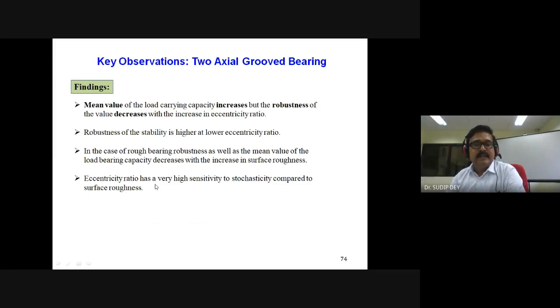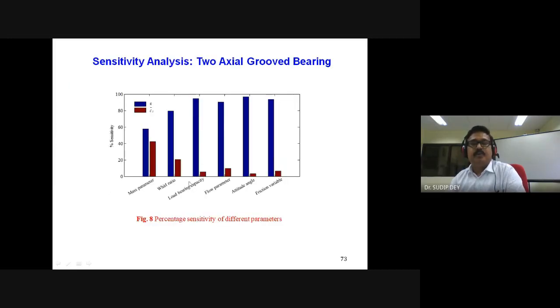Okay. Now eccentricity ratio, that's why it is very highly sensitive to the stochastic compared to the surface roughness, because surface roughness wise it is not so important. Here you see, but if you consider the eccentricity ratio, then it is very, very influential. But depending on the parameter, it differs.